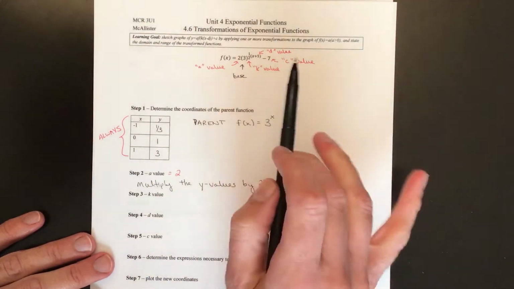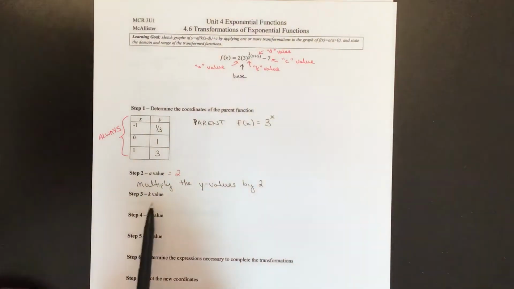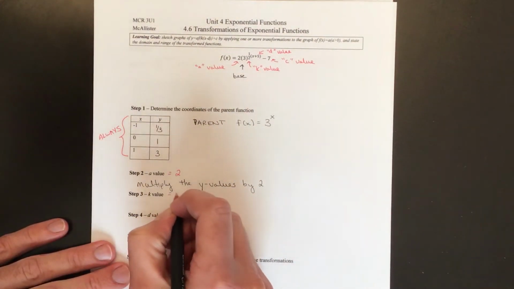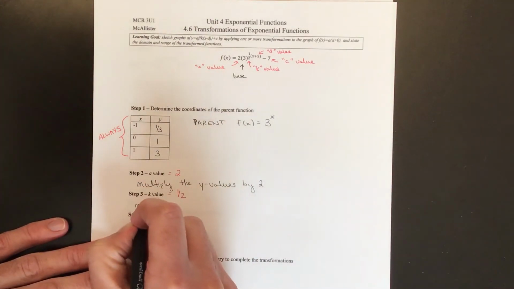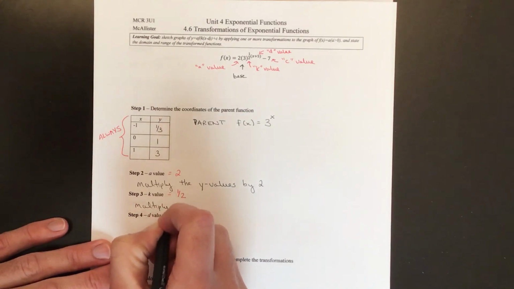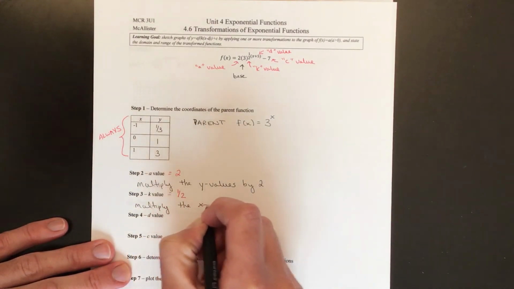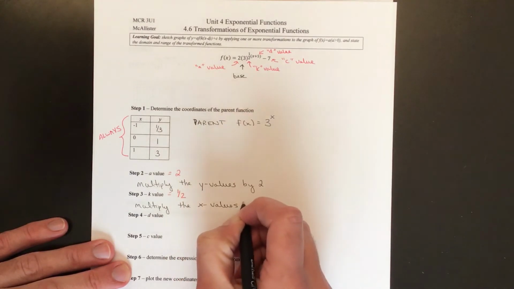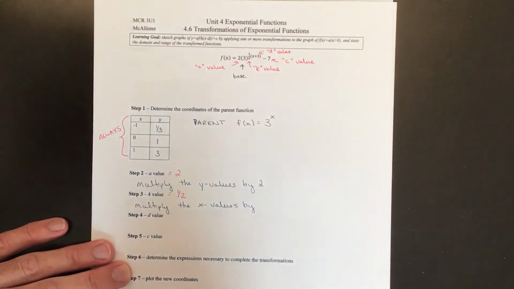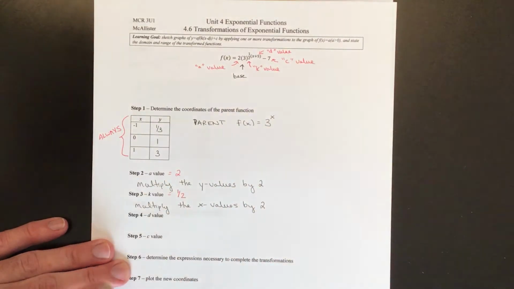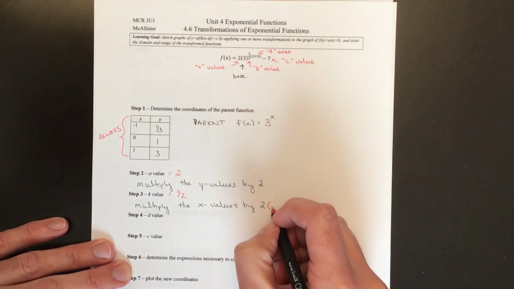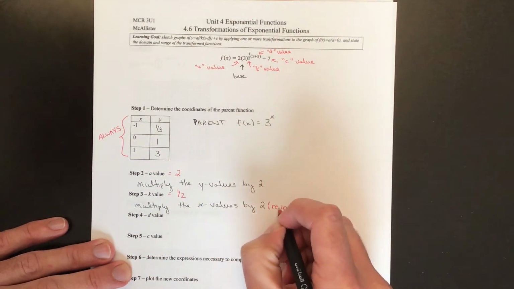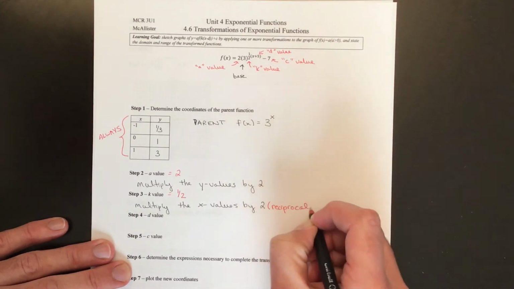The 3 is the base. We don't deal with that. We move to the 1/2. The 1/2 is the k value. And the k, we know, we multiply the x values by 2. Right? When it comes to the k value, you're multiplying by the reciprocal. So because the k value is 1/2, we multiply by 2. By the reciprocal.